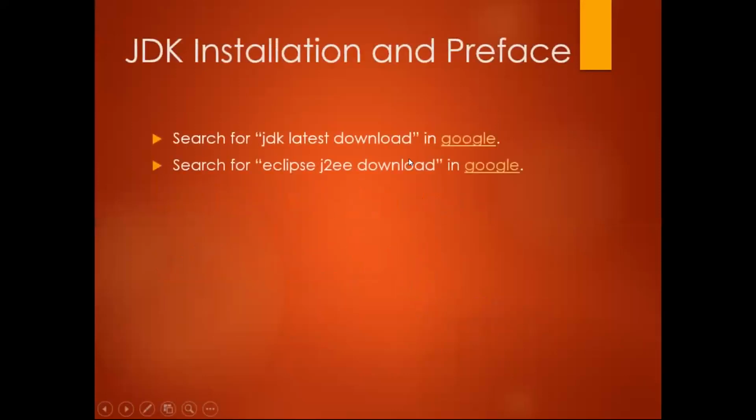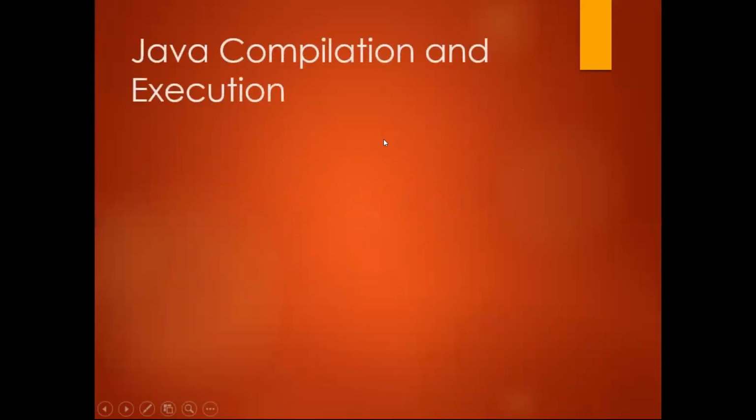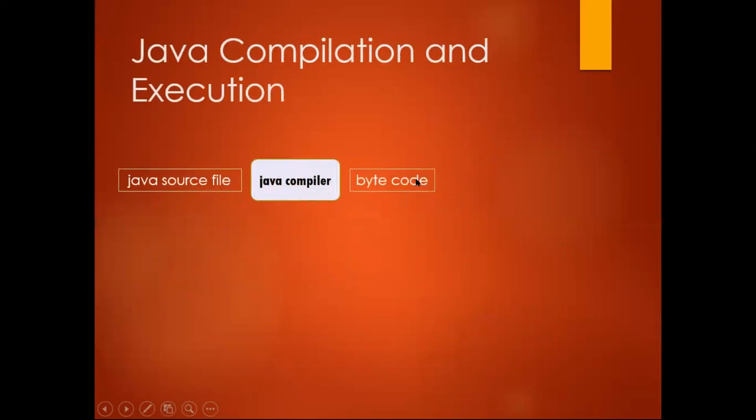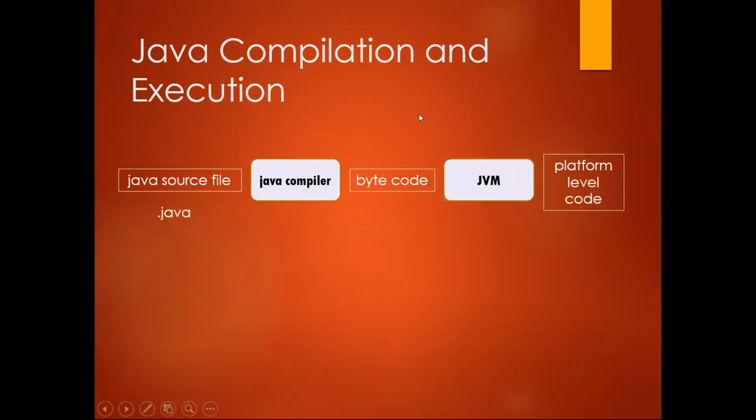Now we saw the compilation and execution. The Java source file goes through the Java compiler, that is javac, and then we get the bytecode, nothing but the .class file. Then it is given to the JVM, and we get the output. JVM converts it to platform-level code. That's how we get the output: .java, javac, .class, JVM, output.